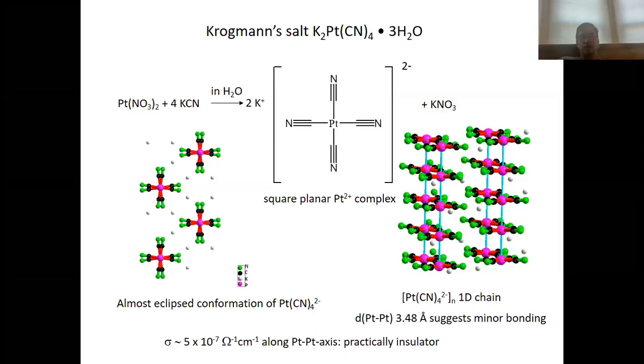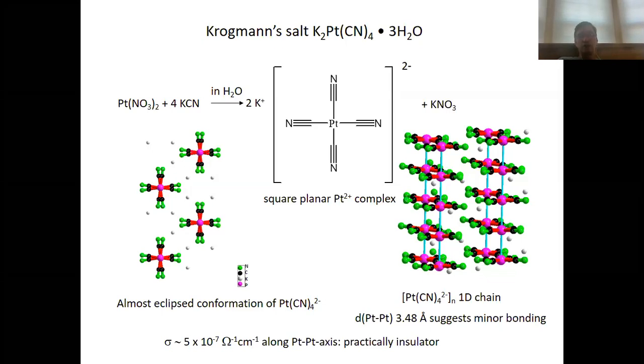Okay, it's time to move on. In the last class, we have begun to look at real-world one-dimensional extended solids. And the first extended solid we looked at was polyacetylene. And now I would like to discuss another example, which is a little bit more complex than the previous example, which is called Krogmann's salt.